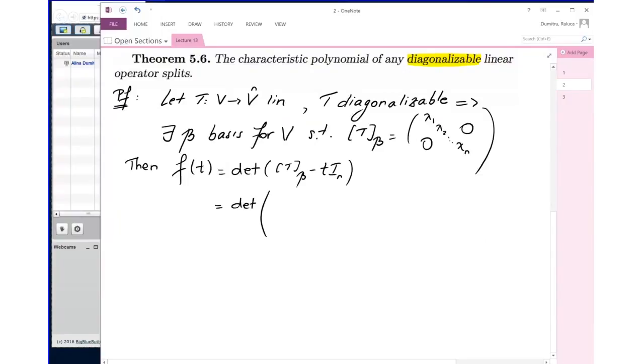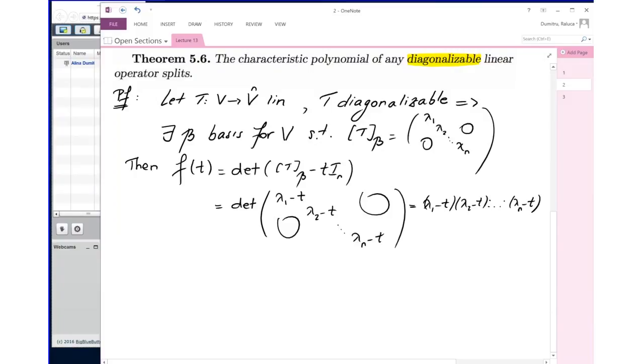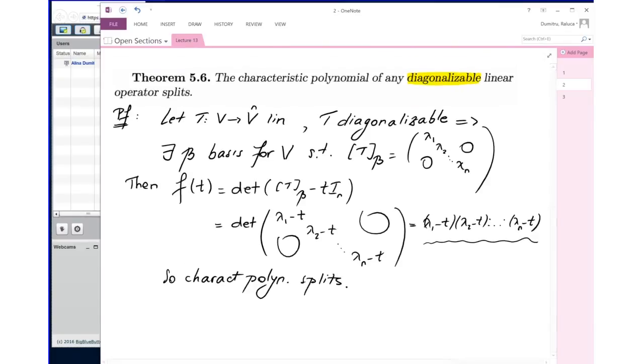Okay, so what matrix do we obtain? We just get lambda 1 minus t, lambda 2 minus t, lambda n minus t on the diagonal and 0 everywhere else. But the determinant of a diagonal matrix, right, is just the product of the entries on the diagonal. And we're done, right? Because at this point, we got a polynomial that can be completely factored into n first degree terms over the field F in which we're working. All right, so the characteristic polynomial splits, and we're done with this result.